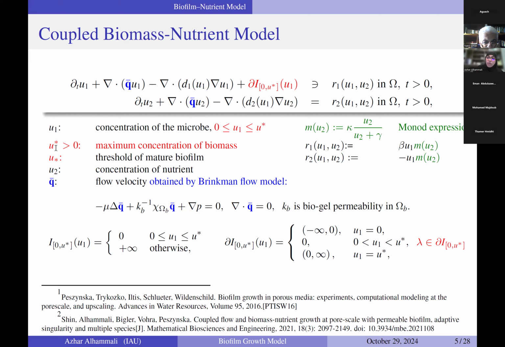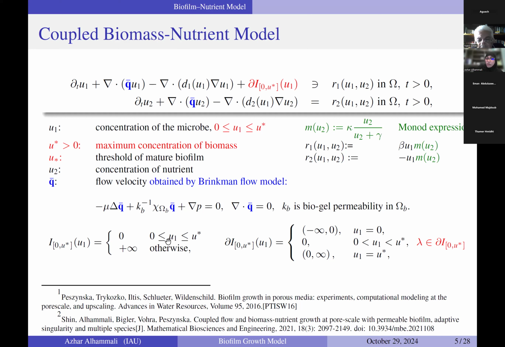Also, we have the volume constraint on the biofilm growth, denoted by u star. And also we set this lower constraint since biomass cannot be less than 0. So that means we have this box constraint. This can be enforced by this red term. This is the subgradient of the indicator function defined like this.